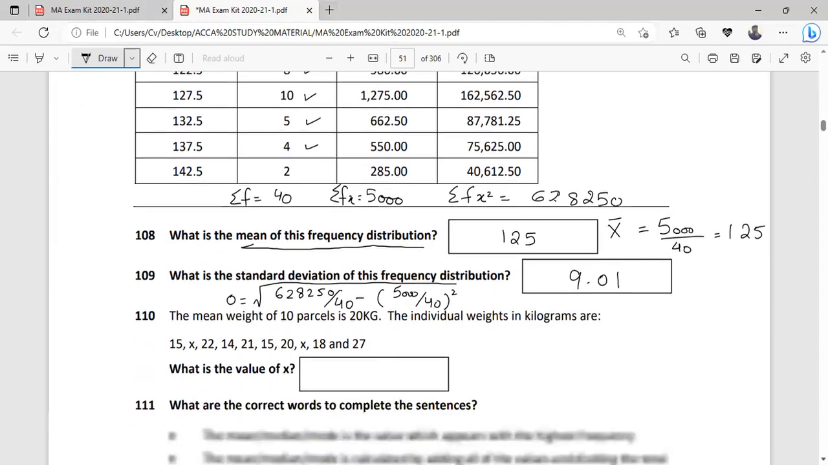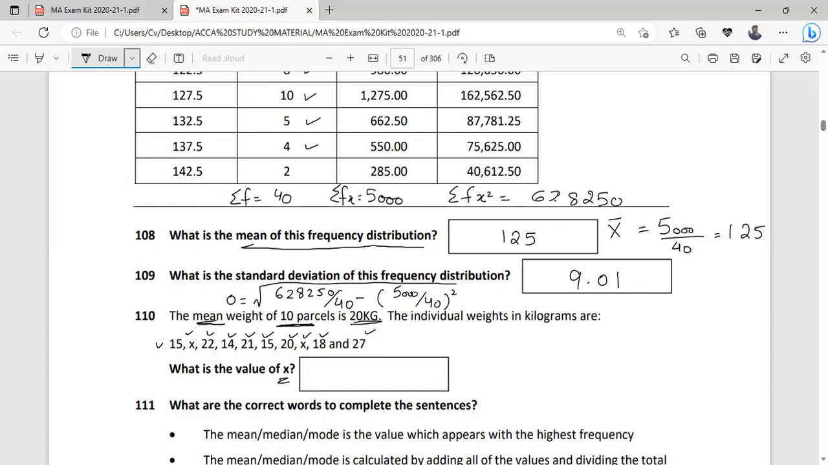Then we have the next one: the mean weight of 10 parcels. 10 parcels means it is n. Mean weight means average. The average weight is 20 kgs. The individual weights in kgs are, there are basically 10 components, 1, 2, 3, 4, 5, 6, 7, 8, 9 and 10. What is the value of x?